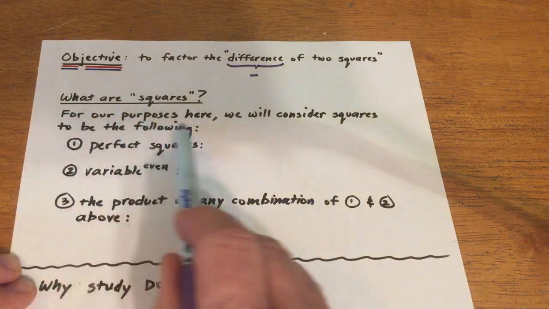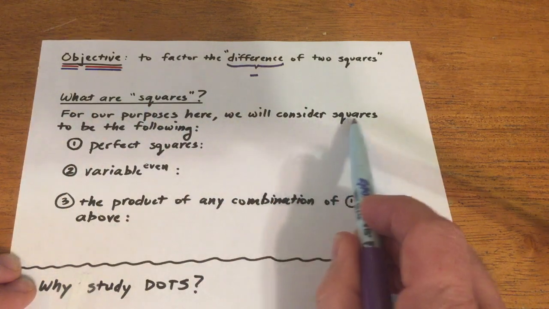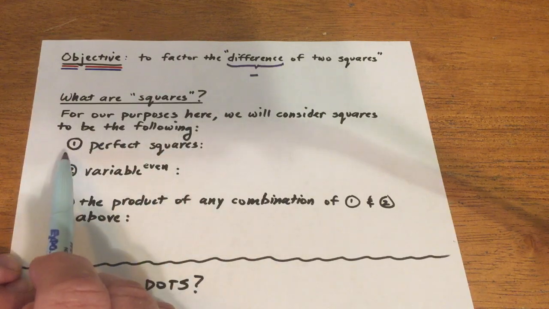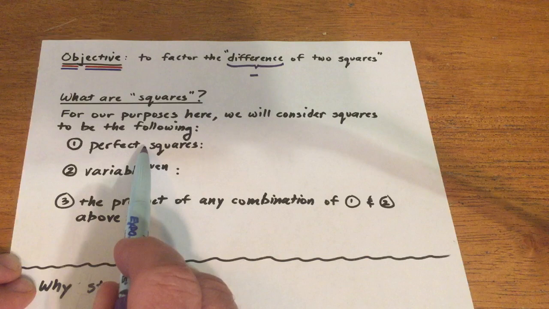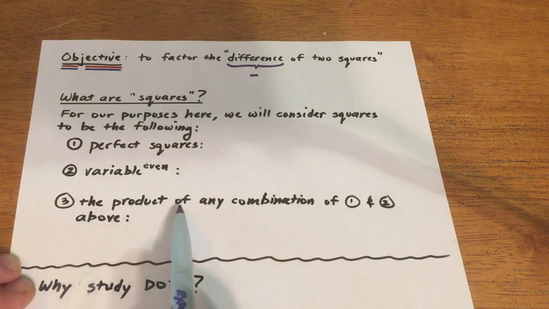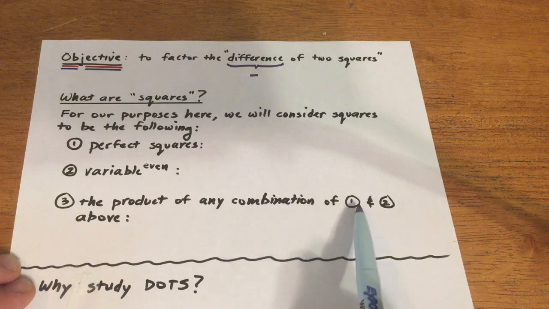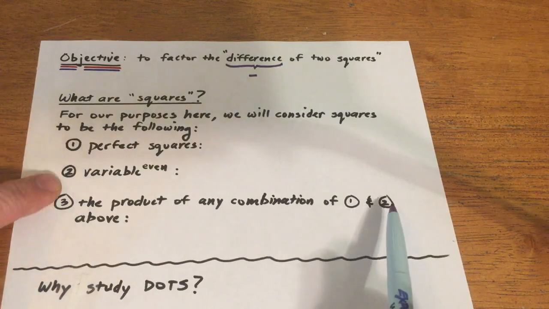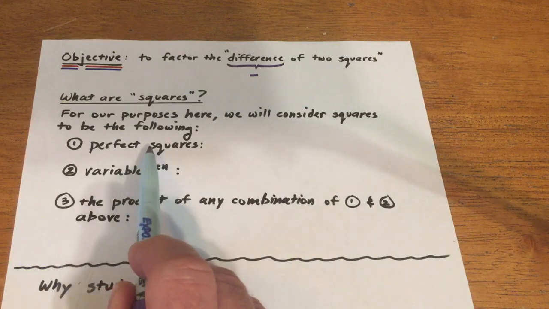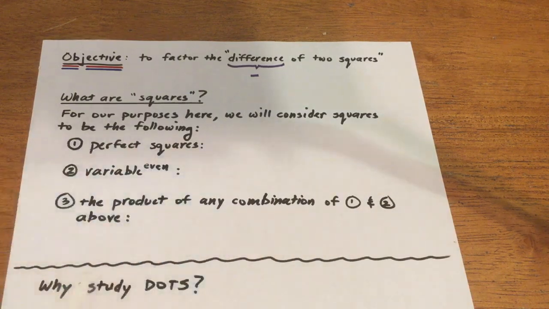What are squares? For our purposes here, we're going to consider squares to be one of the following. It could be a perfect square, a variable with an even exponent, or the product of any combination of number 1 and number 2, these two right up here above. So let's start with perfect squares. Ladies and gentlemen, I want you to take a moment, see if you can list out the first 5 perfect squares. You should know this.